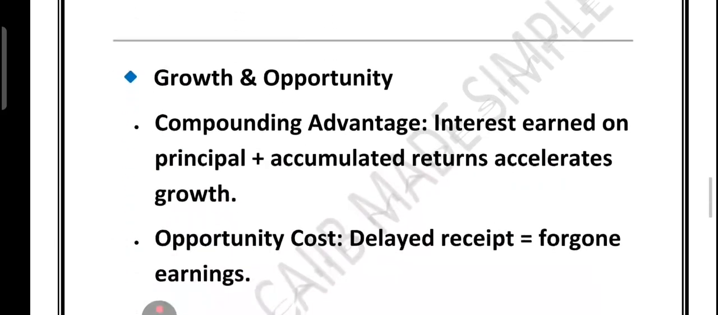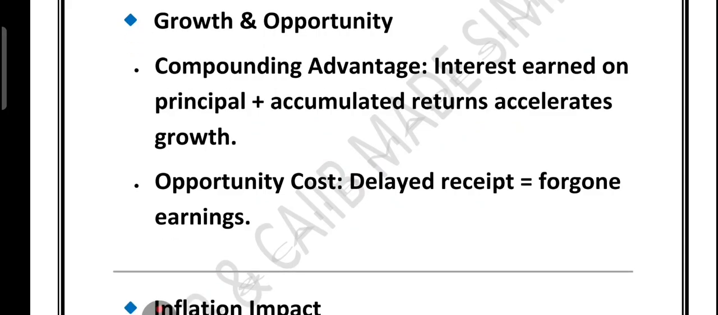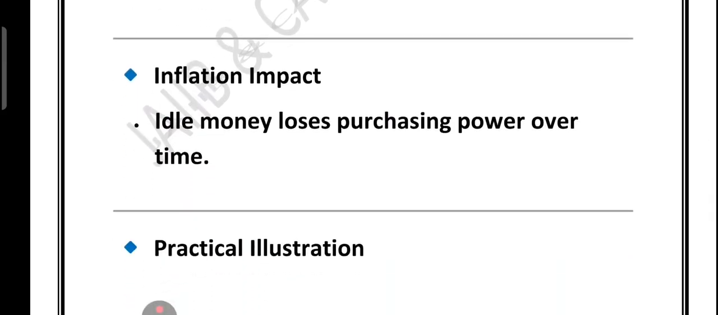Next comes the growth and opportunity. Basically, the compounding advantage. Your money earns interest not only on the principal but also on the previously earned return, which accelerates growth over time. Then we have the opportunity cost. If you receive money later, you lose out on potential earnings you could have made in the meantime. Next, consider the inflation impact. Idle money loses purchasing power over time. What rupees 10,000 buy today may buy much less in the future.